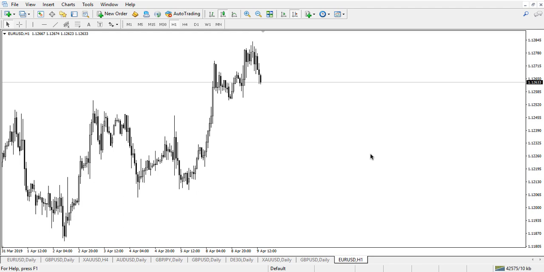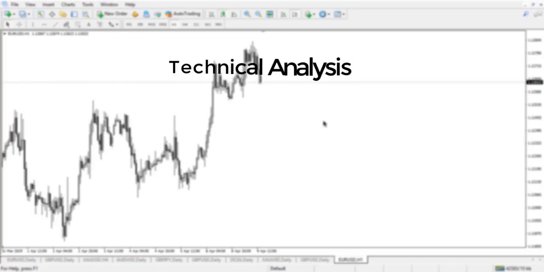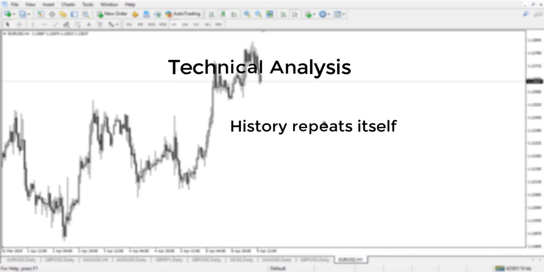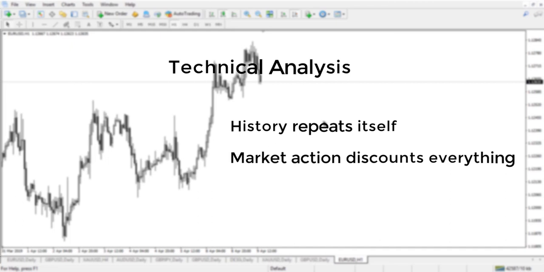An uptrend or a downtrend, or maybe trend lines in general, they are tools that can help us to confirm the current trend of the market, and they can help us to enter the market. That's it. So I would like to start with something that is very important before I tell you how you can use trend lines in trading. Technical analysis is based on three main concepts. The first one is history repeats itself. The second thing is market action discounts everything. The third is price moves in trends. Just as easy as this.